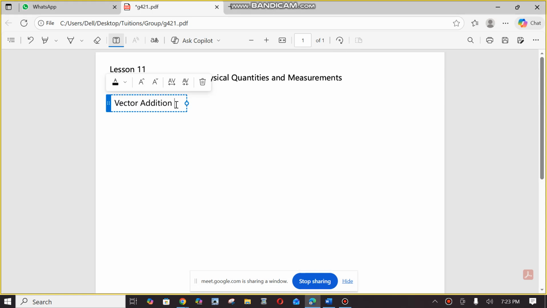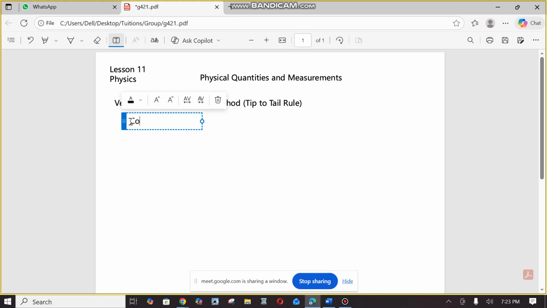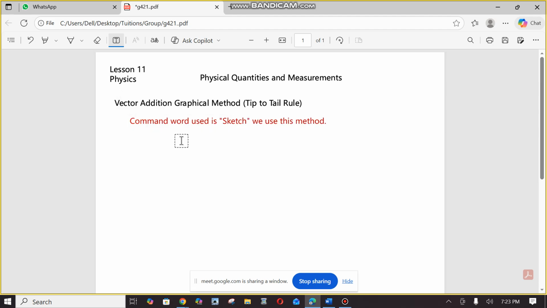That basically involves the tip to tail rule, the graphical method. Whenever in Cambridge the command word used in the question is sketch, or sketch and complete, or sketch and draw, to find the resultant velocity or force, we use this method. Now, it is not necessary that they will use a command word.